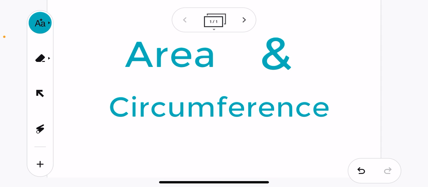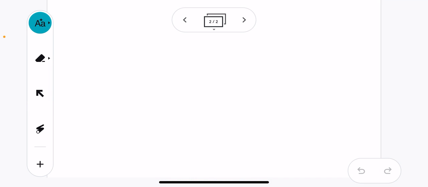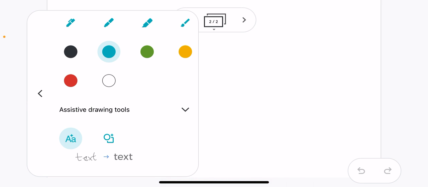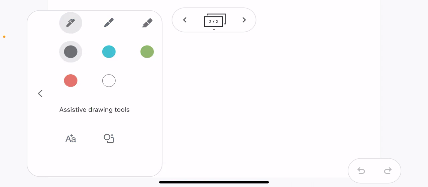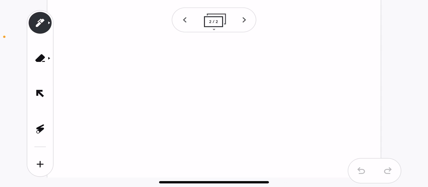So today we're going to be talking about finding the area and circumference of a circle. Now before we start that, let's talk a little bit about how you would find the area and perimeter of, let's say, a square.